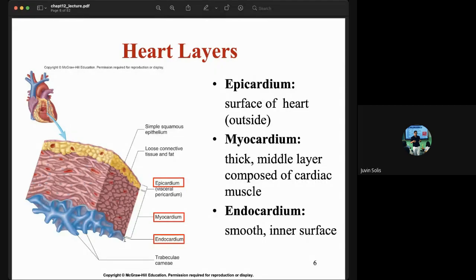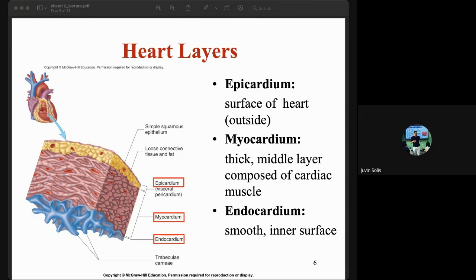So if you're going to compare this one with our skin, this is epidermis, this is dermis, or subcutaneous. But in our heart, the upper part is your epicardium, the middle part your myocardium, and then the endocardium is the base part of the heart. Are we clear so far? Yes, sir.